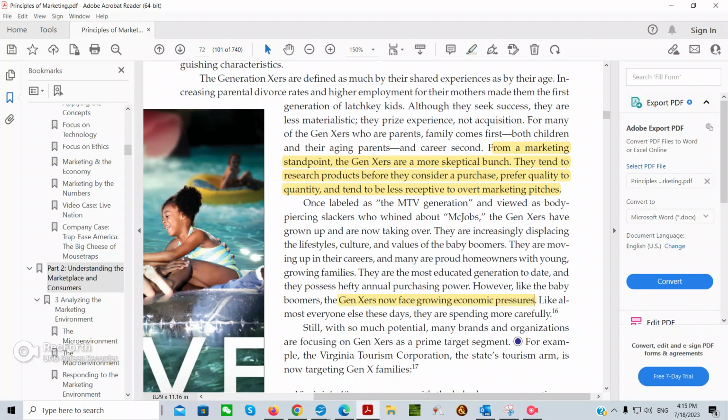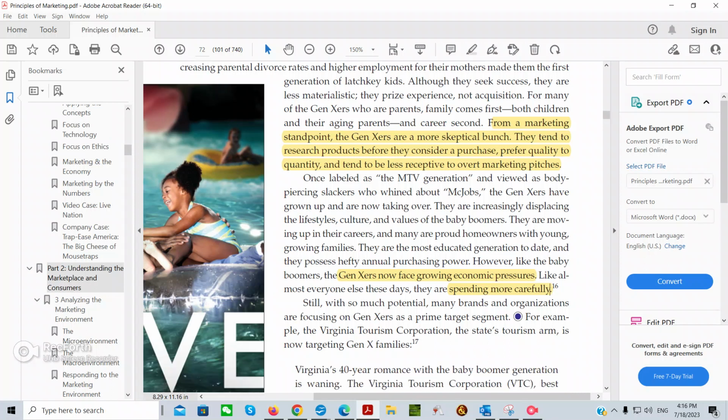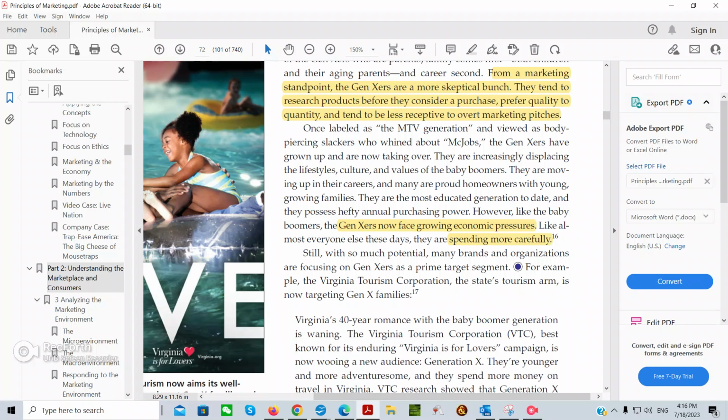There you go. Right? Growing economic pressures. Important thing about an economy. Like almost everywhere else these days, they're spending more carefully. The information is quite simple, but what you need to do is take all this information, put it together, and include it in a marketing message. I think it's a good idea to talk about this information here because that is typical and it explains the generation. So I think that part is good. That's a good part of the book, of course.